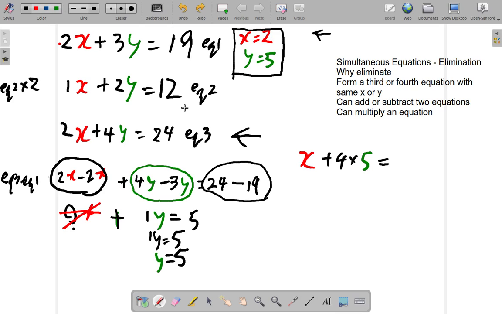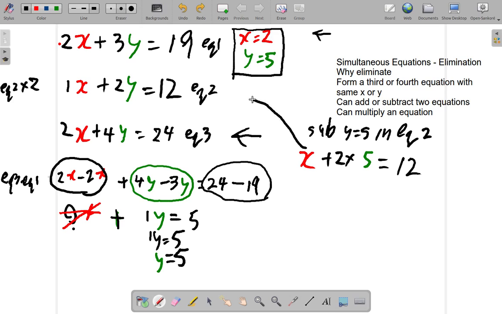Equals 12. No, it's not 4, it's 2. I'm substituting in equation 2. Substitute y equals 5 in equation 2. Let me write that down here so that I remember. x plus 2y, but y is 5. So it's 2 times 5 equals 12. So remember, this is the equation we're substituting in.